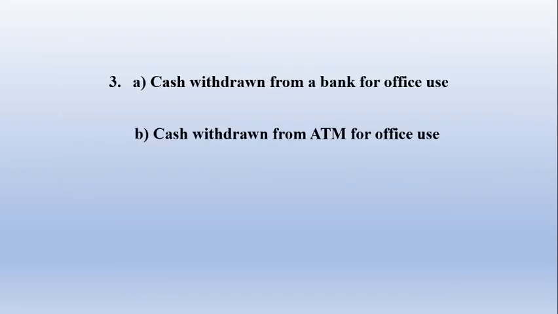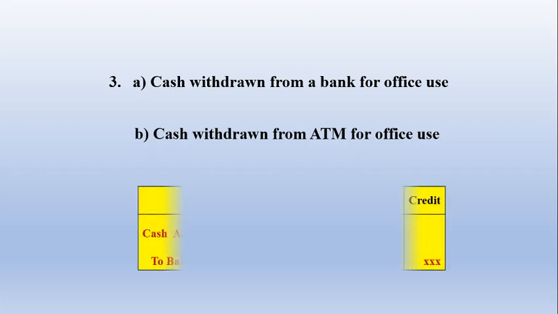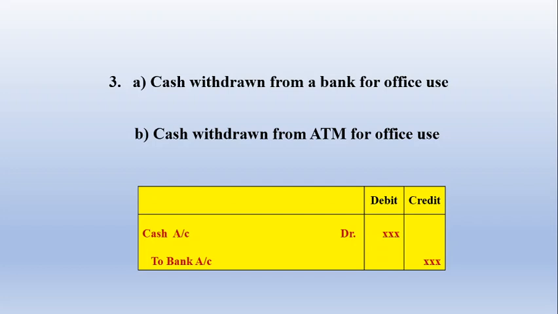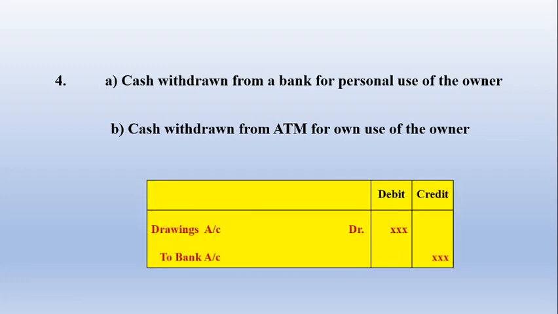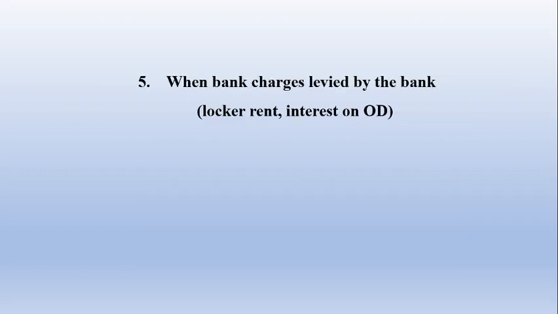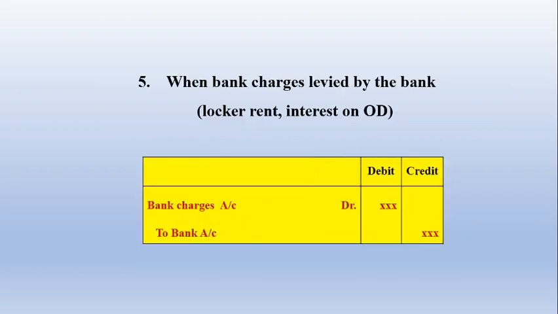3. For cash withdrawn from a bank for office use, for cash withdrawn from ATM for office use, the journal entry is cash account debit to bank account. 4. For cash withdrawn from a bank for personal use of the owner, for cash withdrawn from ATM for own use of the owner, the journal entry is drawings account debit to bank account. 5. When bank charges are levied by the bank, such as locker rent, interest on OD, etc., the journal entry is bank charges account debit to bank account.